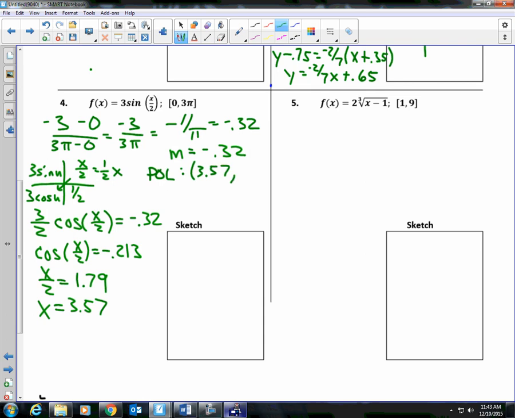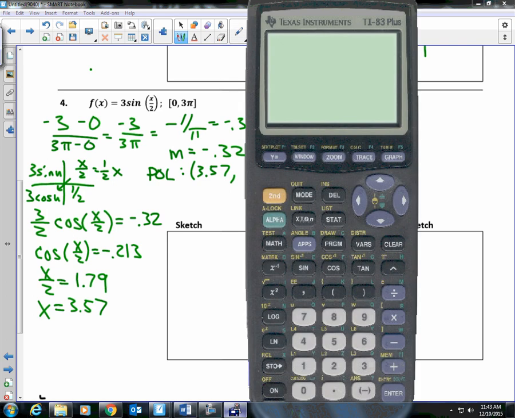Is 3.57 in the interval? Well, what's the value of 3 pi, approximately? 9 or something like that. So I'm going to plug in my function.